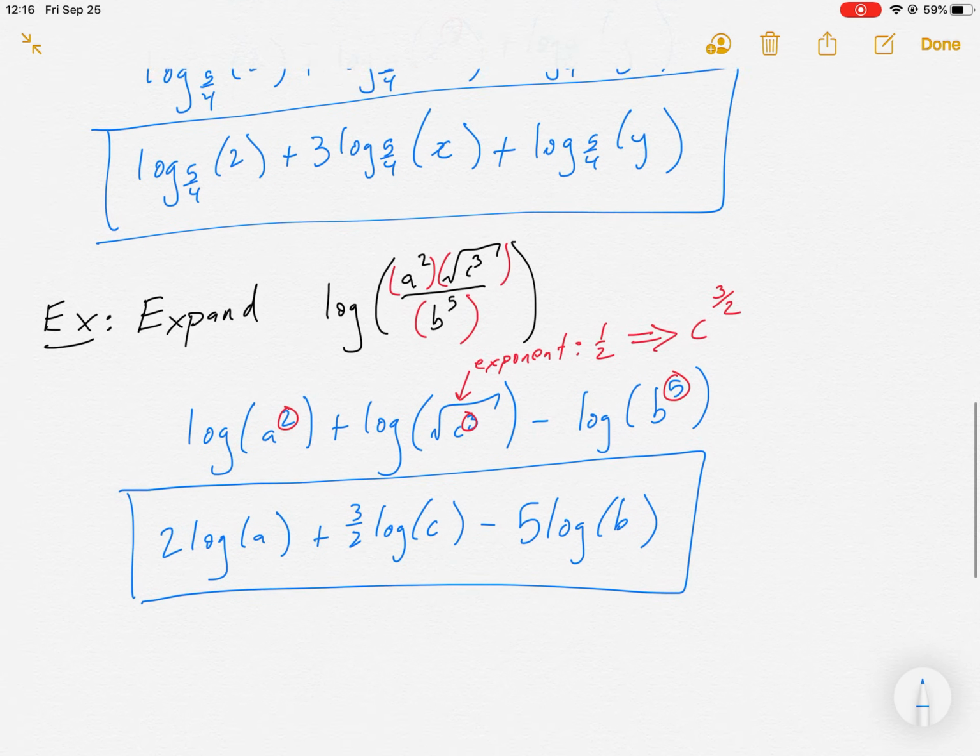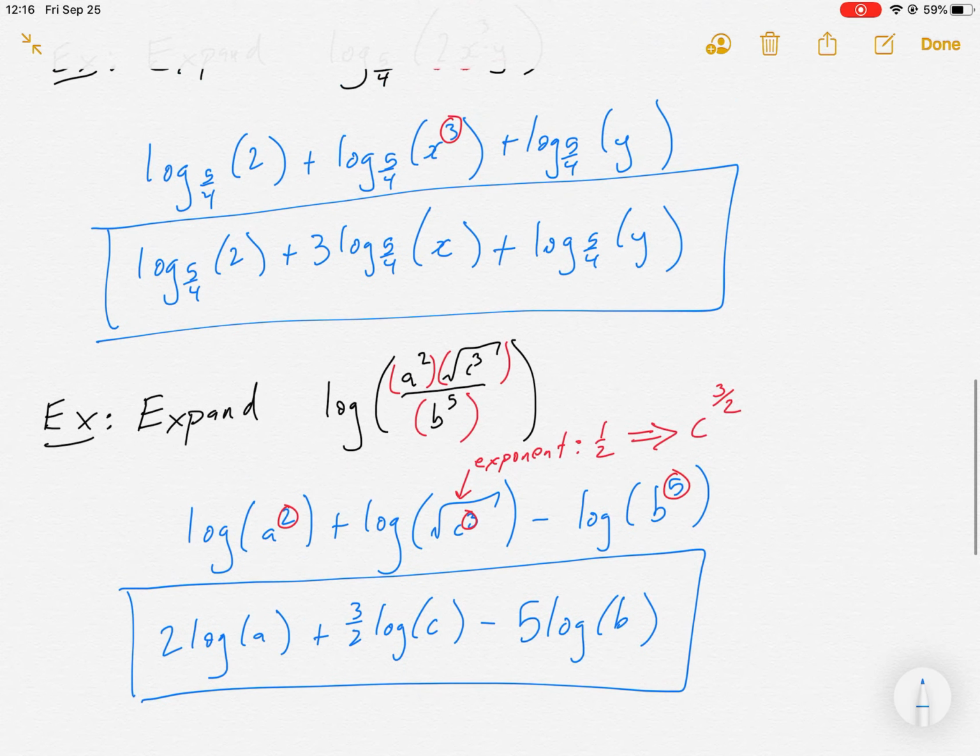All right, so those are 2 examples for you of expanding logarithms. In the next video, we'll see a couple more examples of condensing and some further examples that you might see in Delta Math.